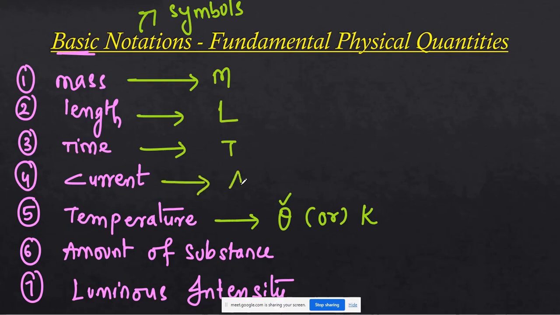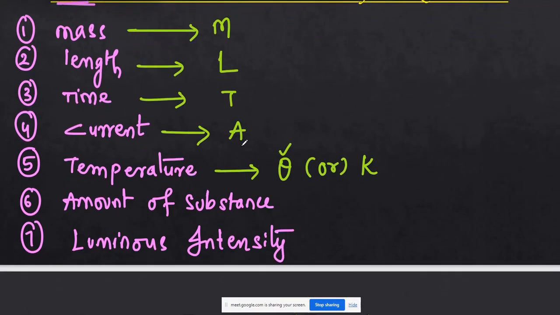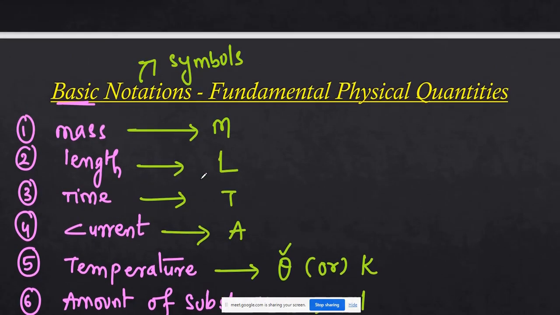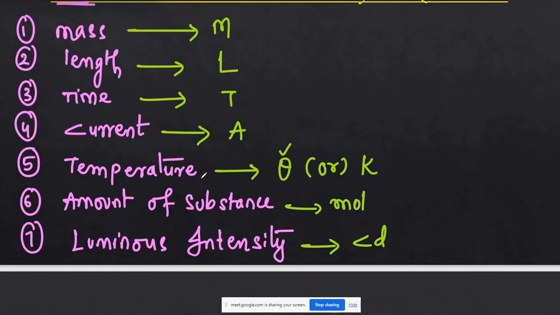And current is capital A. The current unit is ampere, so A is taken as the symbol. For amount of substance, mole is the unit, so we take MOL. And for luminous intensity, candela is the unit, so we just take CD. These are the basic notations. Clear? Try to memorize all this.